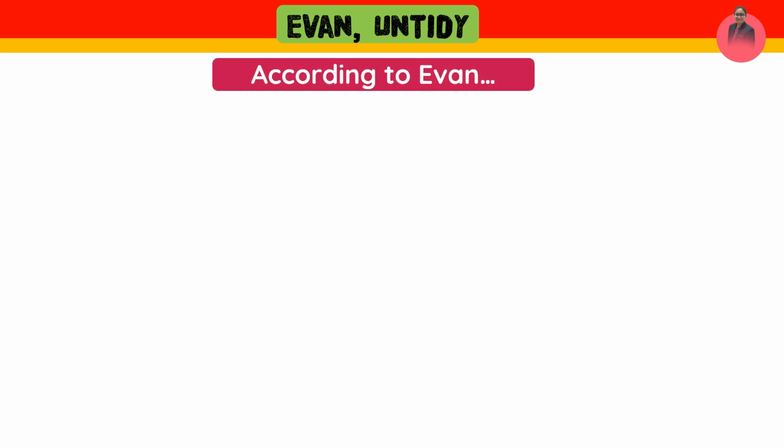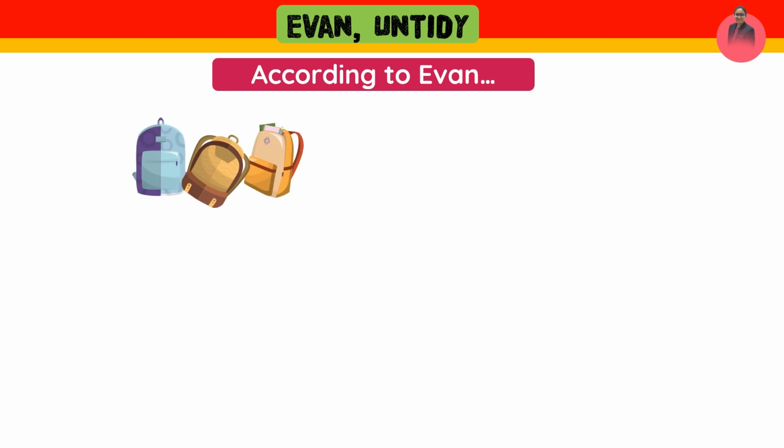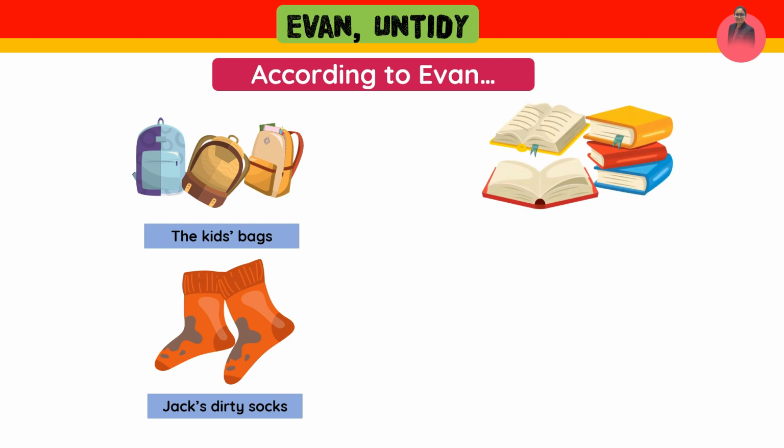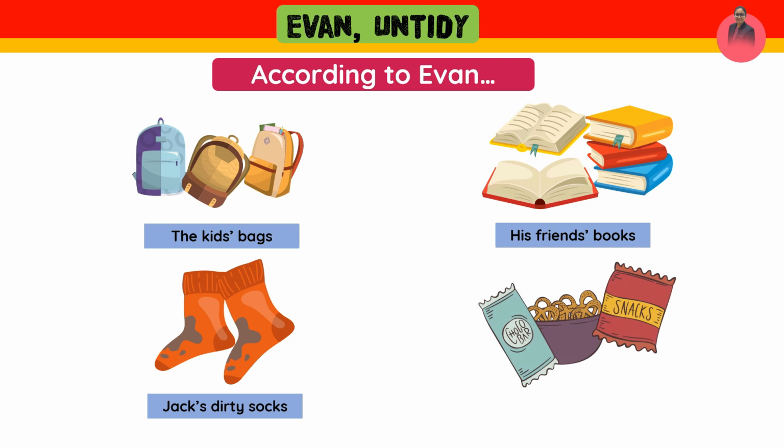Before we move along, let us recap some information from the story Evan Untidy. According to Evan, whose bags were in the living room? That's right, the kids' bags. And whose dirty socks were left in the living room? Jack's dirty socks. According to Evan, whose books were left lying on the floor? His friends' books. And finally, whose snacks were on the dining table? Eva and Lola's snacks.